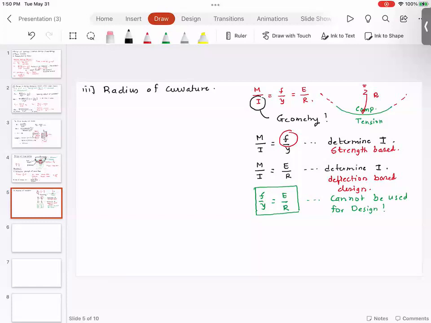For the radius of curvature, we use the equation M divided by I is equal to F divided by Y is equal to E divided by R. You can find R is equal to E times I divided by M. And there are guidelines for radius of curvature in the design data book, guidelines on permitted R for the leaf springs.